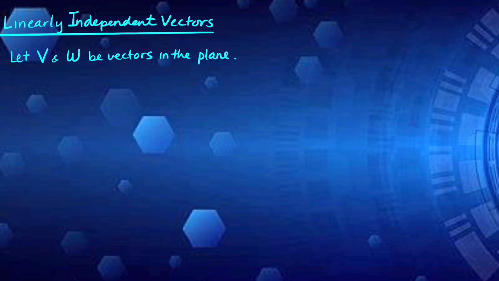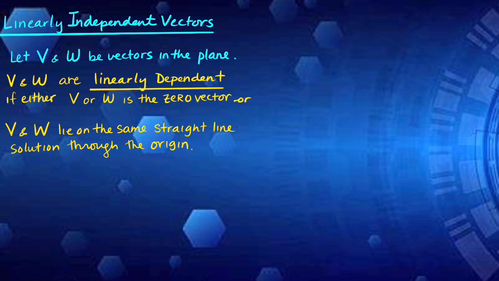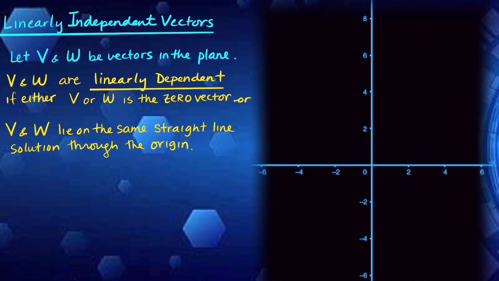That brings us to the concept of linearly independent vectors. Let v and w be vectors in the plane. v and w are linearly dependent if either v or w is the zero vector, or if v and w lie on the same straight line through the origin. Another way to say that is, if the two vectors are linearly dependent, one is a scalar multiple of the other. So here w is a positive scalar multiple of v, where here u is a negative scalar multiple of v, both living on the same straight line through the origin. Linearly dependent vectors.